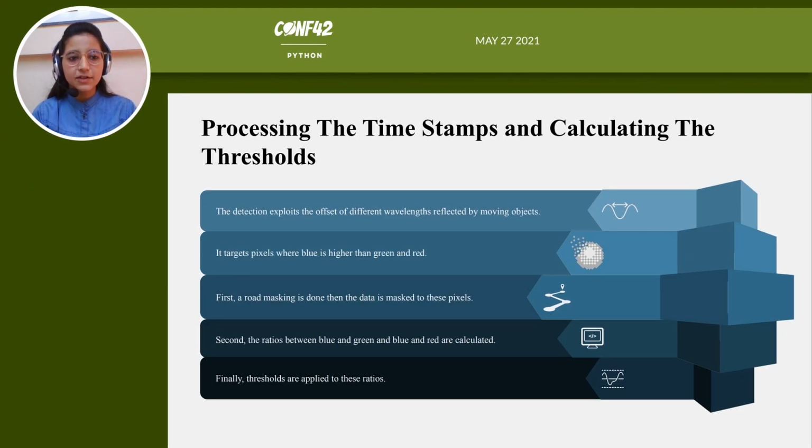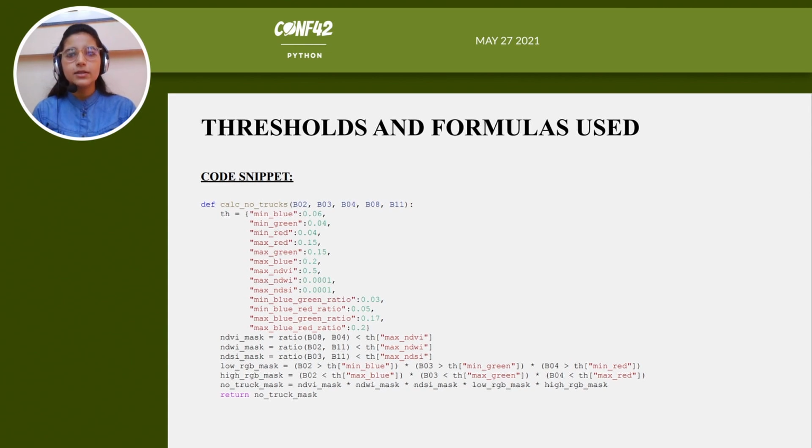We are extracting 6 different bands named B02, that is blue band, B03, that is green band, B04, that is red band, B08, near infrared band, B11, short wave infrared band, and SCL, that is scene classification map. After that, we are going to process the obtained timestamps and then calculate the thresholds. At first, we are going to obtain the road mask by masking the OSM map to the Sentinel images. After that, by using these values and formulas, we are going to calculate the different band values like NDVI, NDWI, NDSI so as to avoid the vegetation index, water body index, and snow index.